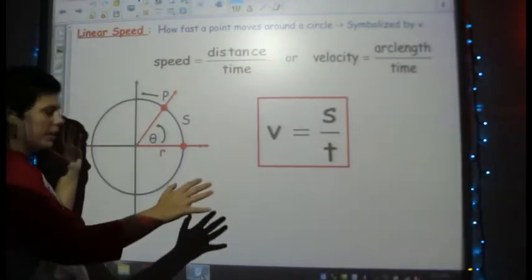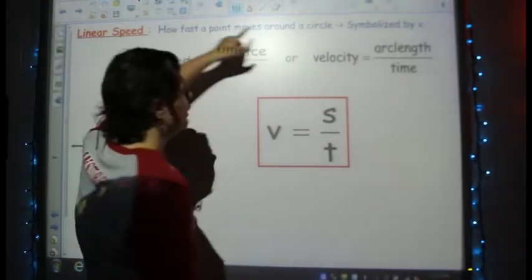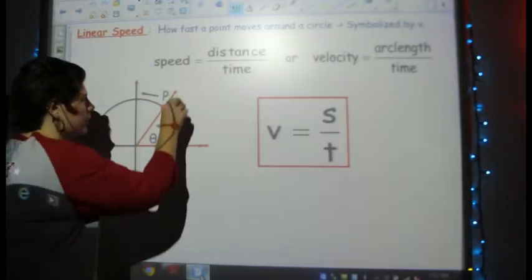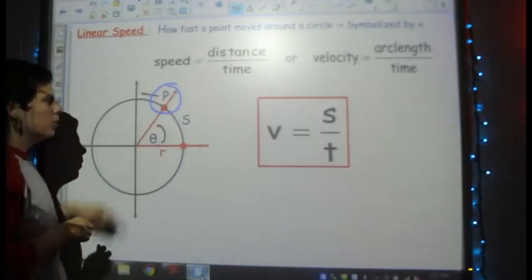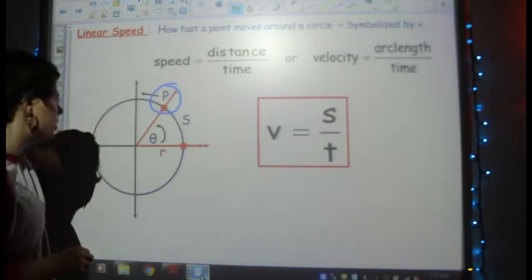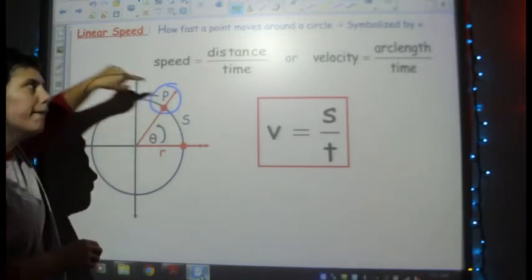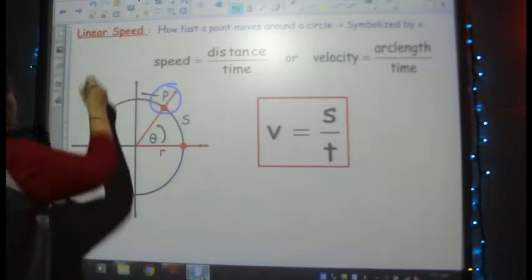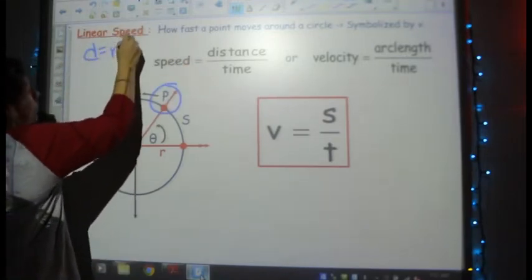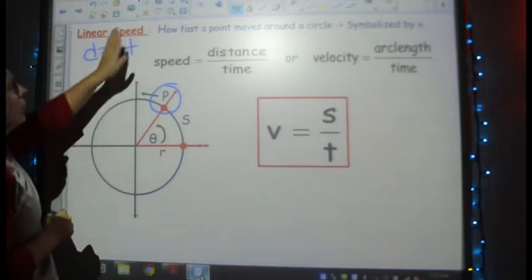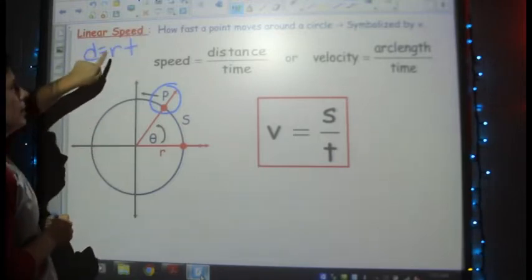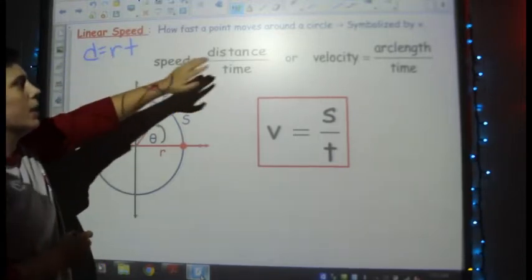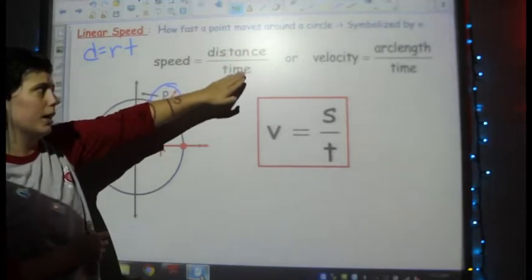Regardless, going back to our linear speed, we're talking about how fast the point moves around a circle, and we're talking about point P. So we're saying this point is on the circle and it's going to go around the circle. How fast is that happening? And that's going to be linear speed. What we already talked about is that distance equals rate times time. So if we divide by time, that means the rate or the speed equals the distance divided by the time.